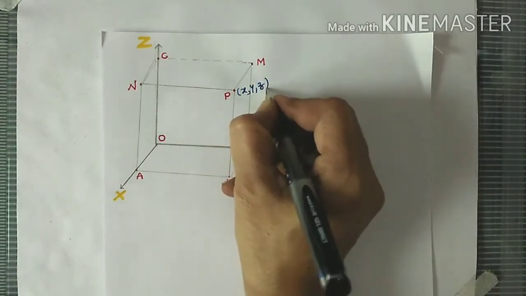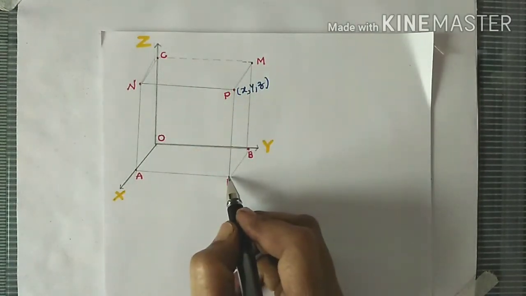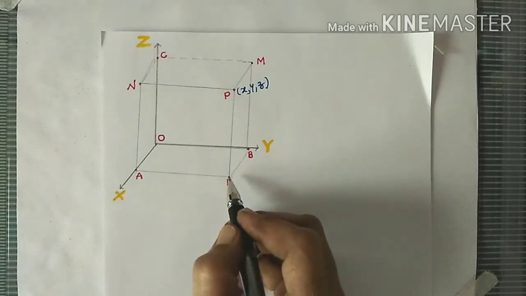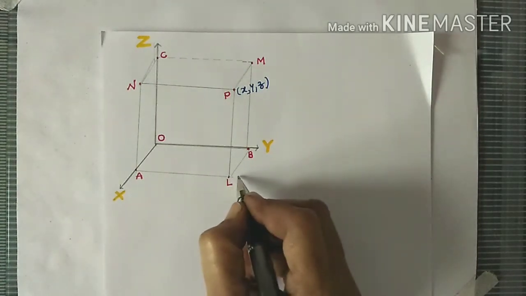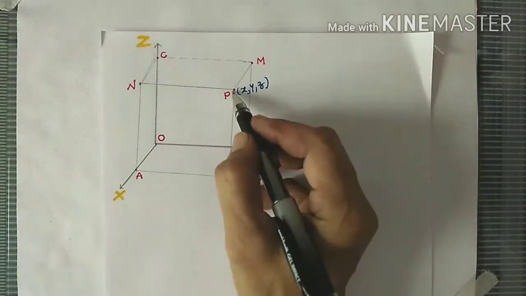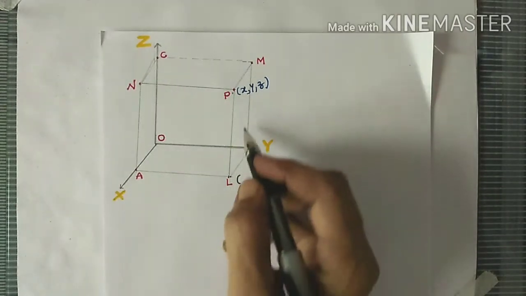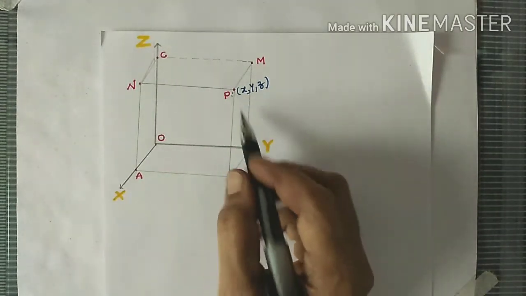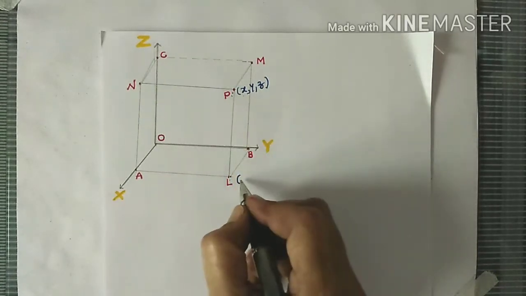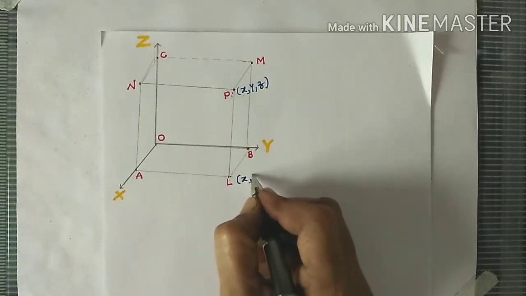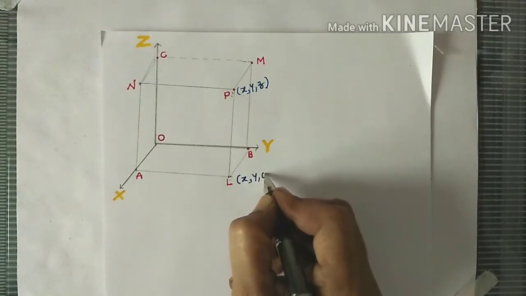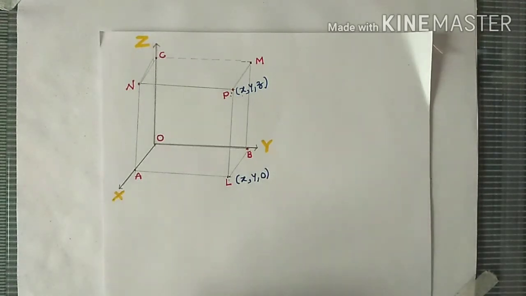Now PL is perpendicular to xy plane. So if a point lies in xy plane, its z coordinate is 0. And since PL is perpendicular to xy plane, P and L have the same x and y coordinates. So coordinates of L are x, y and z is 0 as it lies in xy plane.